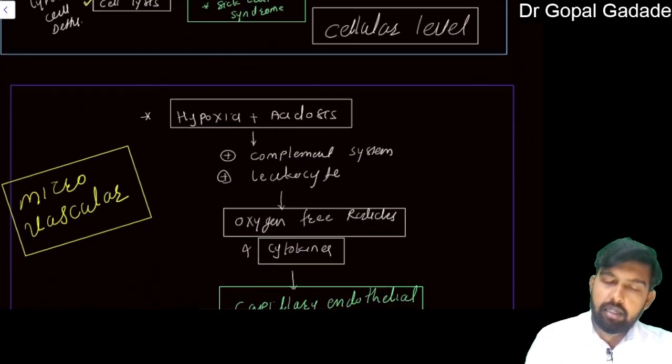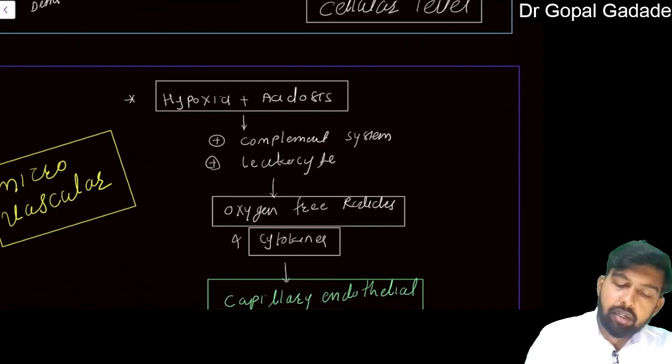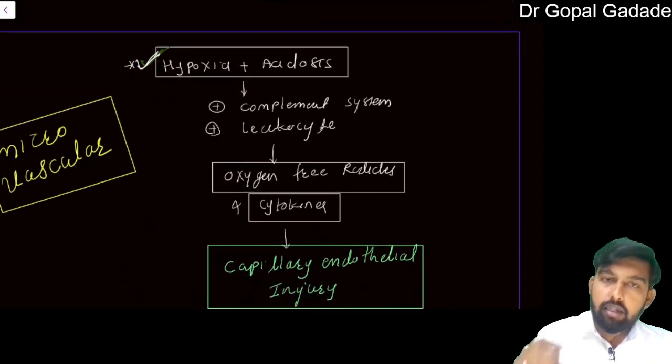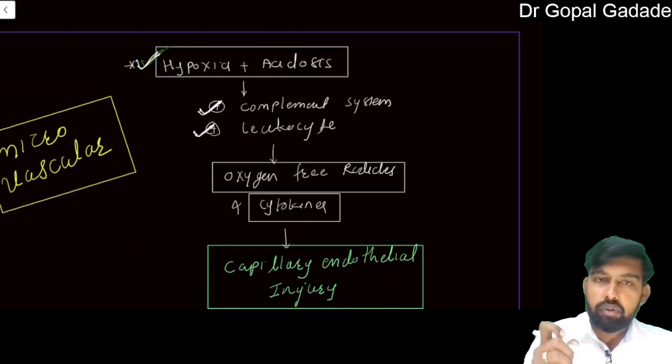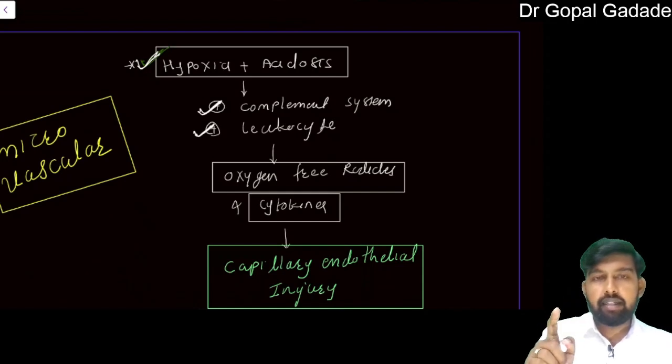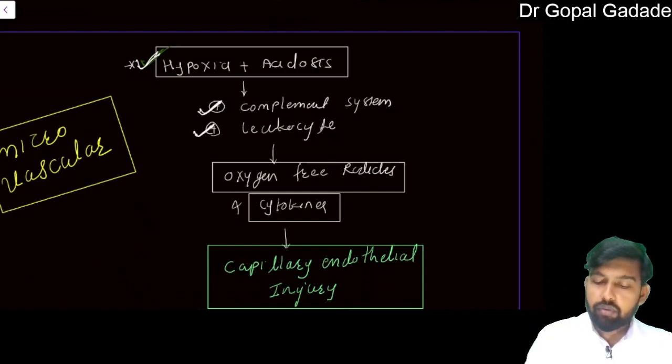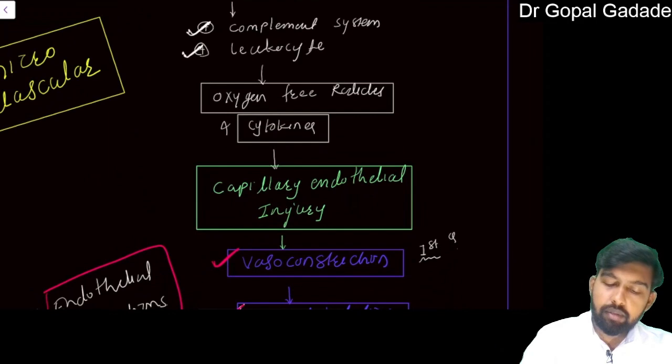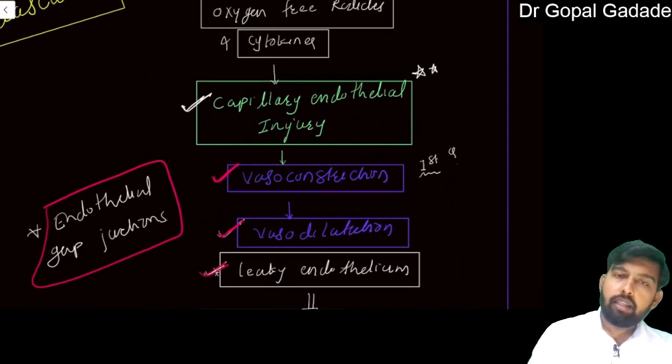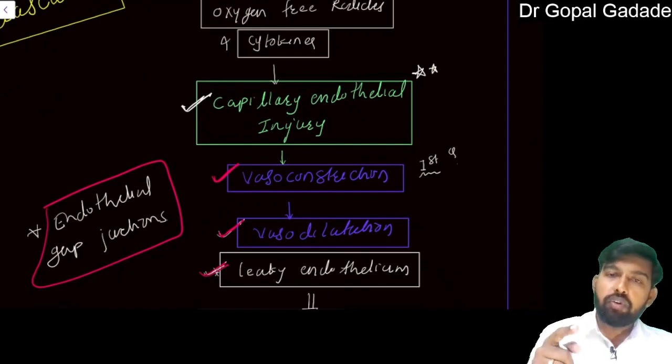Because of this, there is a lactic acidosis at the cellular level. So there is a hypoxia and there is an acidosis, which ultimately stimulates the complement system and also stimulates the leukocytes, which causes release of the free radicals and the cytokines, ultimately leading to the capillary endothelial injury. So there is an injury to the capillary endothelium which causes vasoconstriction.